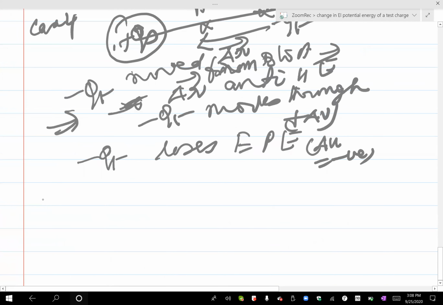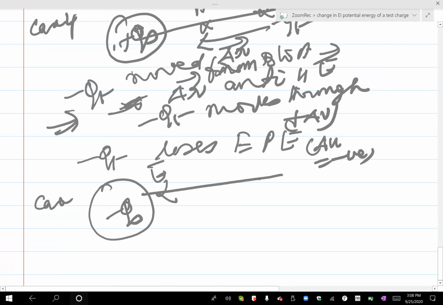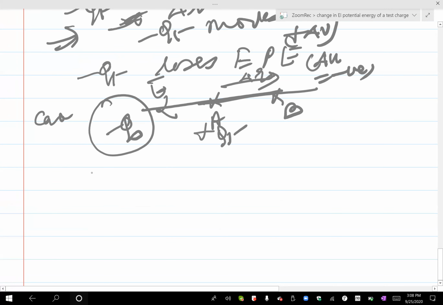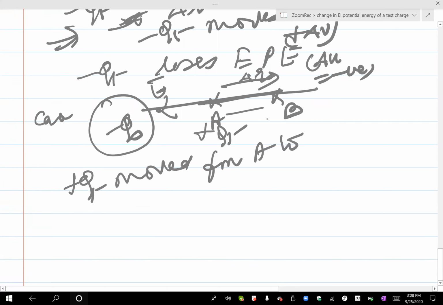Now the case 5. 4 cases are there for plus QS. Case 5, 6, 7, 8 will be minus QS. So you have this is minus QS, and minus QS means E will be radially inward. And here again I am taking near point as A and the far point as B as before. So delta R will be like this, and I am carrying a positive test charge. So plus QT moved from A to B. This is my delta R.